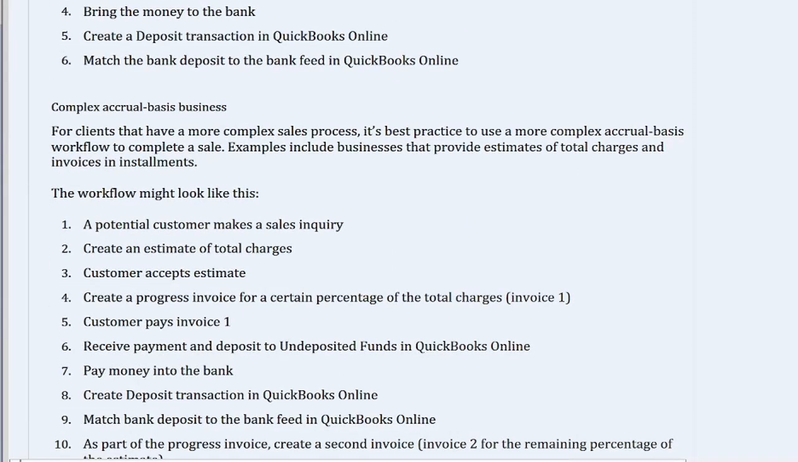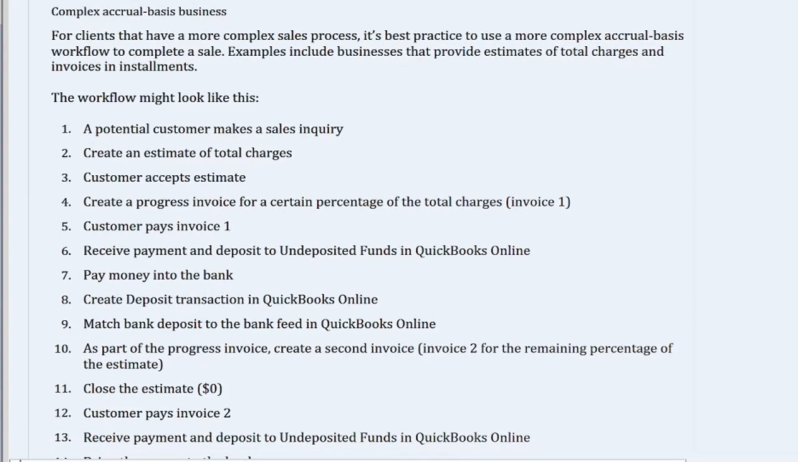Complex accrual basis business. For clients that have a more complex sales process, it's best practice to use a more complex accrual basis workflow to complete a sale. Examples include businesses that provide estimates of total charges and invoices in installments. The workflow might look like this. A potential customer makes a sales inquiry. Create an estimate of total charges. Customer accepts estimate. Create a progress invoice for a certain percentage of the total charges, invoice 1.